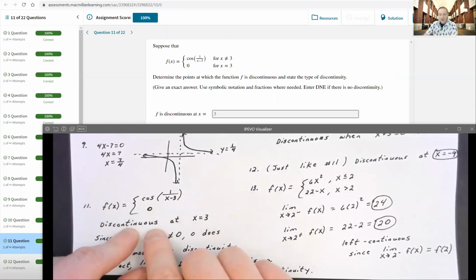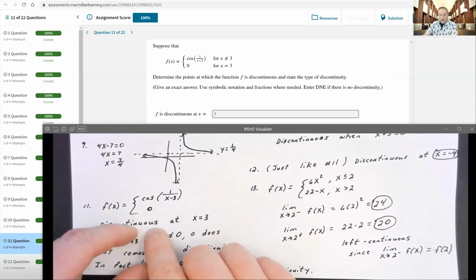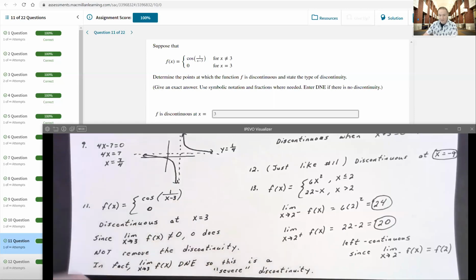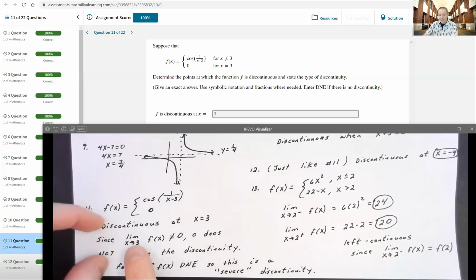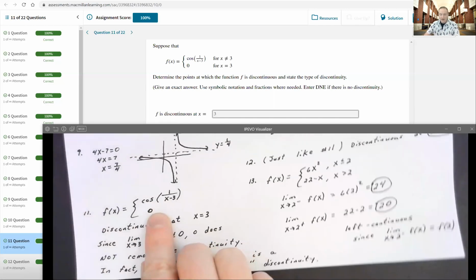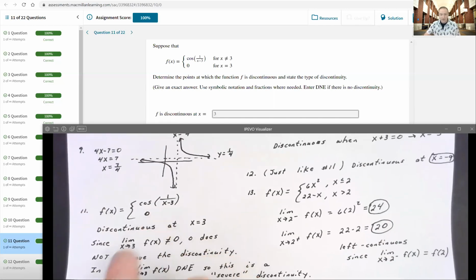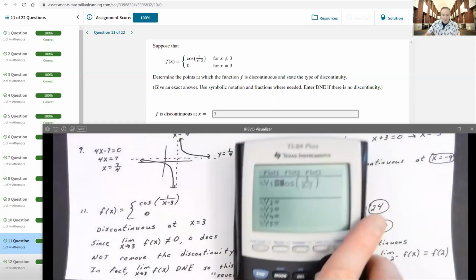When I thought about this, I said the original function would be discontinuous at 3. The f of x is still discontinuous at 3. Why is it discontinuous at 3? The reason is that the limit as x approaches 3 of this function doesn't equal 0. So plugging in that 0 when x is 3 didn't fill in a hole in this function. This function does not have a hole in it. Let me go ahead and show you my work I did for that.